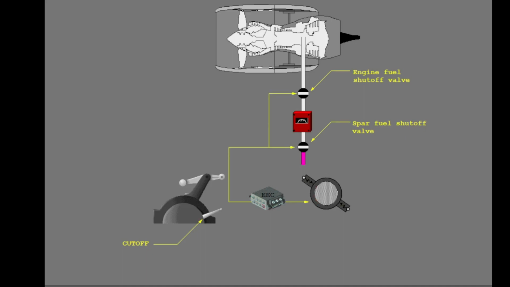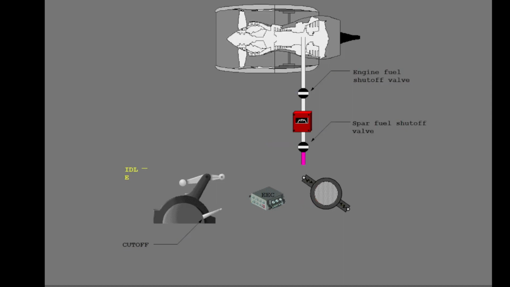The engine start lever has two positions. The cutoff position de-energizes the ignition system and closes the engine fuel shutoff valve and the spar fuel shutoff valve. The idle position energizes the ignition system through the EEC, electrically opens the spar fuel shutoff valve, and electrically opens the engine fuel shutoff valve through the EEC.